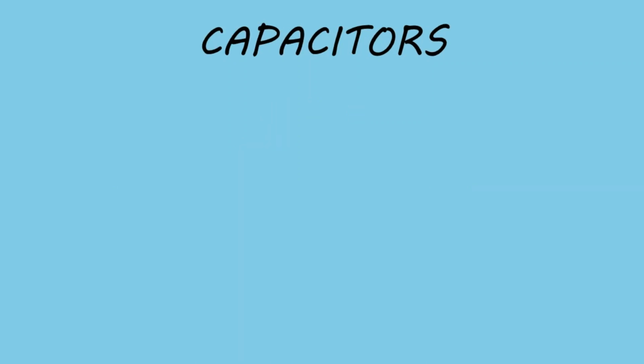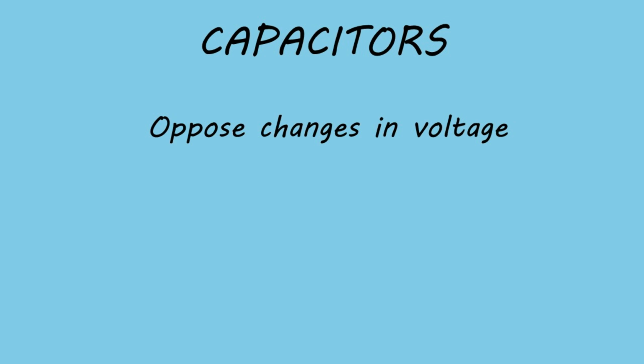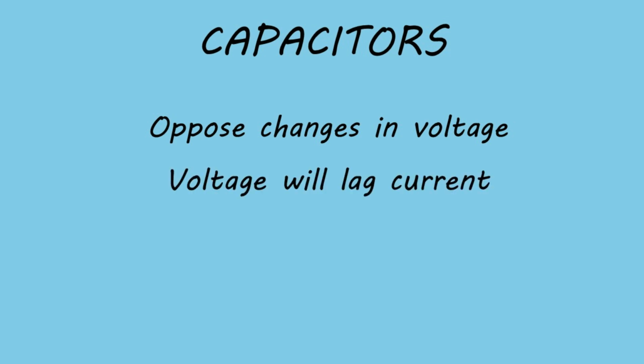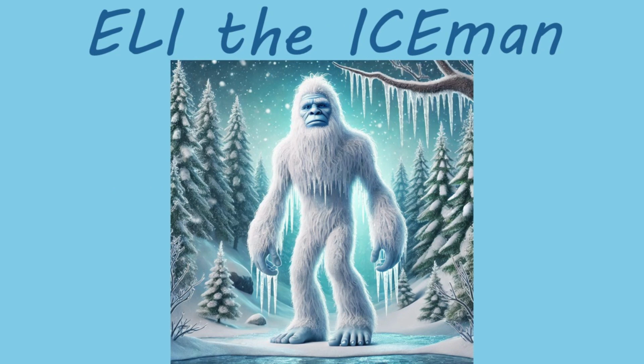And now capacitors, on the other hand, resist changes in voltage by storing energy in an electric field. As the capacitor charges and discharges, it causes the voltage to lag behind the current. And this is remembered with the memory aid ICE. In a capacitive circuit, current leads voltage. Some people like to remember this with the mnemonic Eli the Iceman.